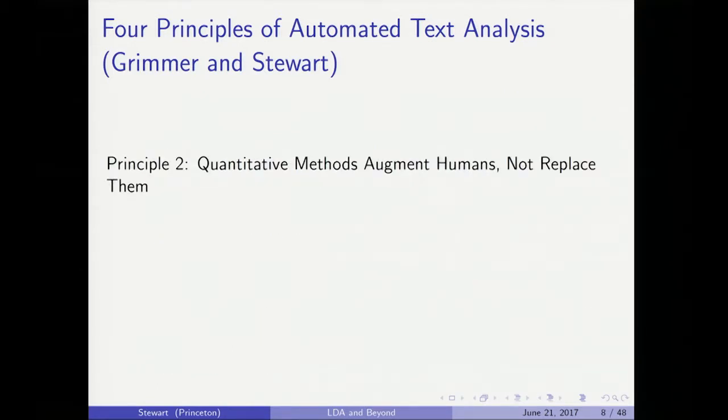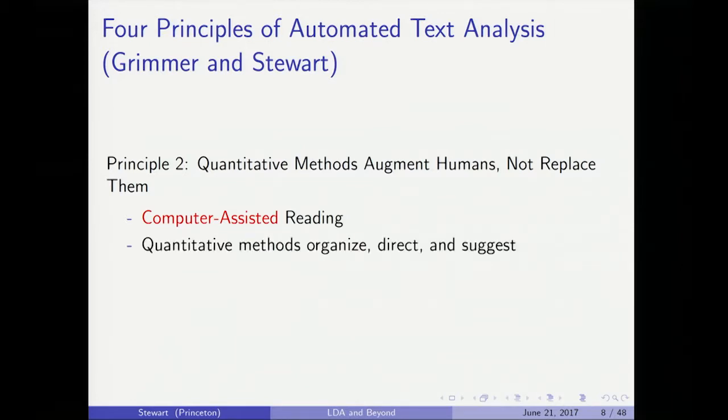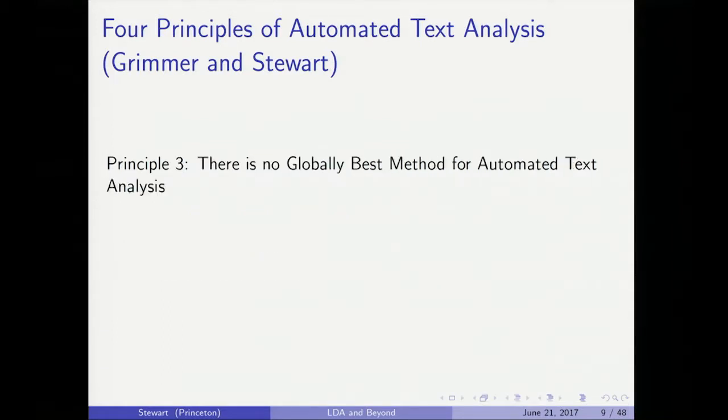Okay, so principle two. Quantitative methods augment humans, not replace them. So this is a process of computer-assisted reading, right? It's not computers replacing reading. It's computers amplifying your effort in some way. And so the role that quantitative methods have is to organize and direct and suggest things that we might better read, or ways that we might organize a text, not to replace humans in general. And the human role in this is then to read and interpret, right? And to flesh out what these patterns the computer is telling us actually mean.